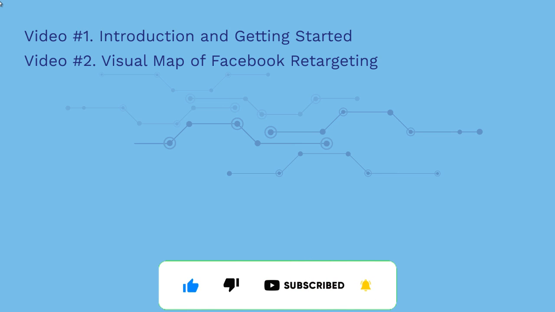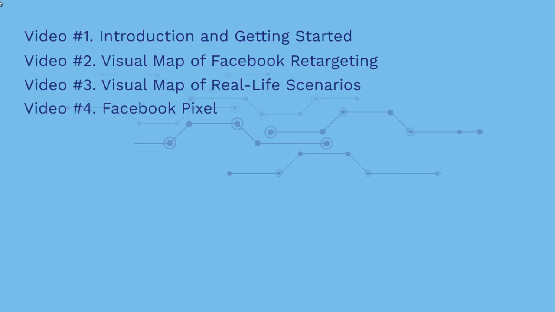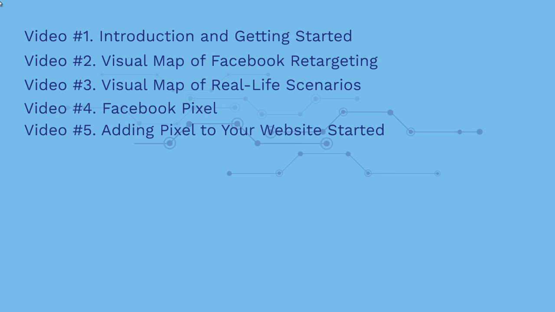Once I show you the basics via a visual map, that's when we show you some real life examples in video number 3. In video number 4, I'm going to talk about the Facebook pixel, what it is, why it's important, and how it's used. From that point, we'll move to video number 5 and talk about how to add the pixel to your website, whether you're using WordPress, ClickFunnels, Lead Pages, or any other landing page builder.